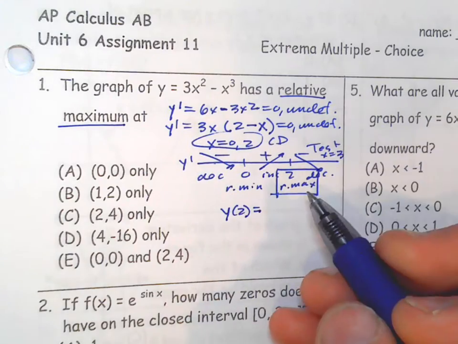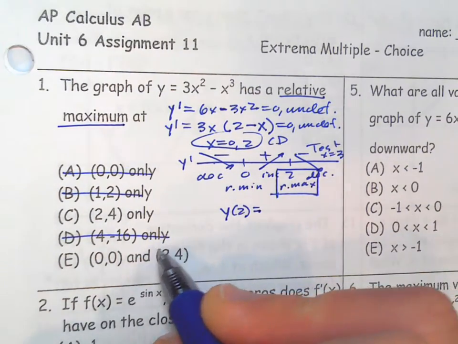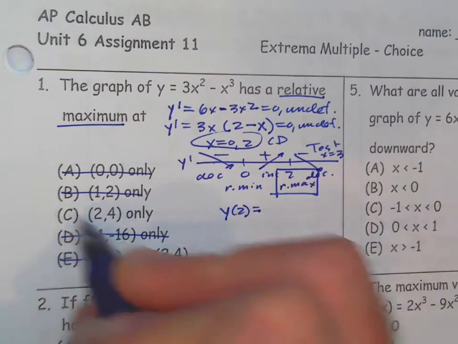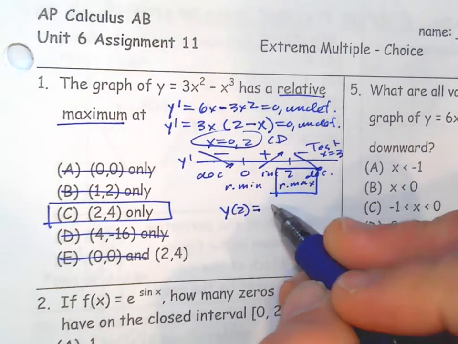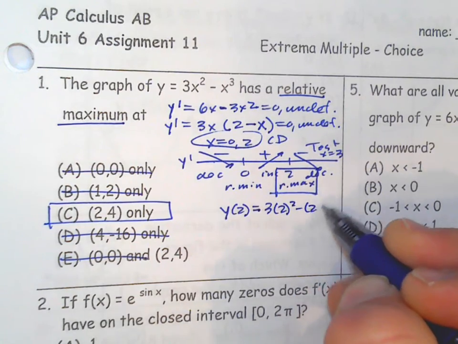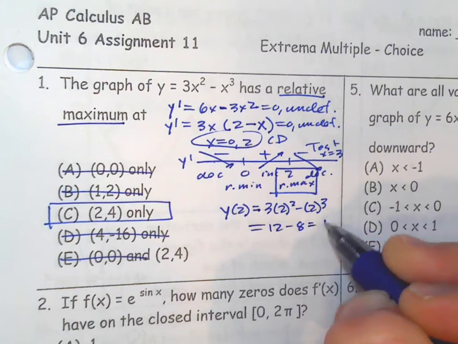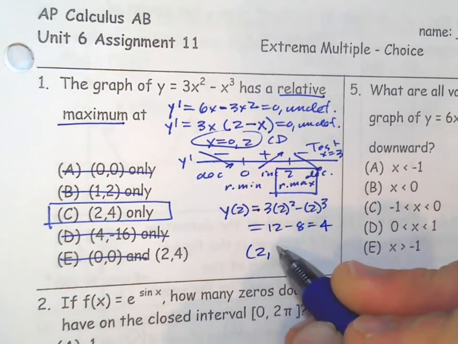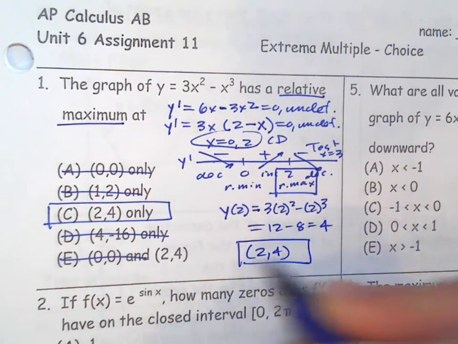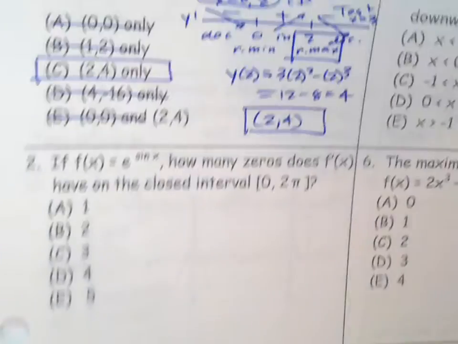But, I mean, by process of elimination, I think it's going to be this one, right? We can verify. So there are some ways if you're in a hurry. So the point is (2, 4). Okay. Number 2.